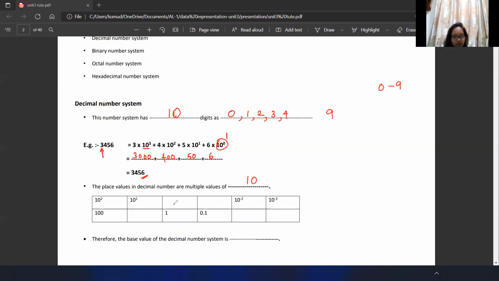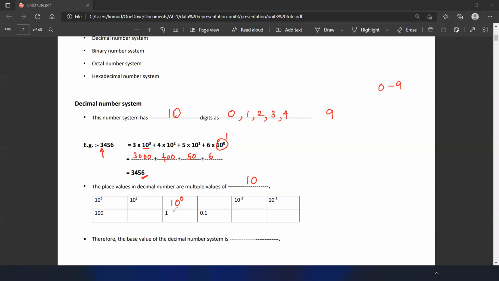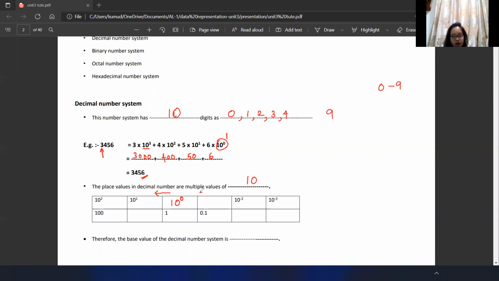Starting from here, 10 to the power should be 0. To this side, the positive place values are going on. From here to this side, the negative place values are going on. And just mention the value. Now, 10 to the power 2 is 100.